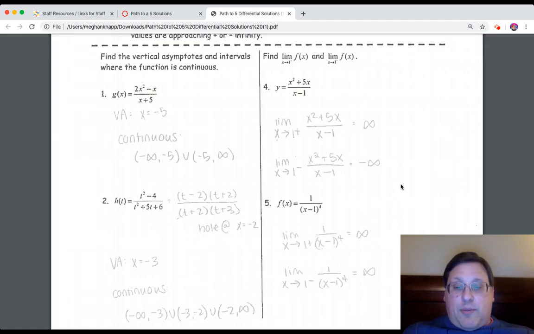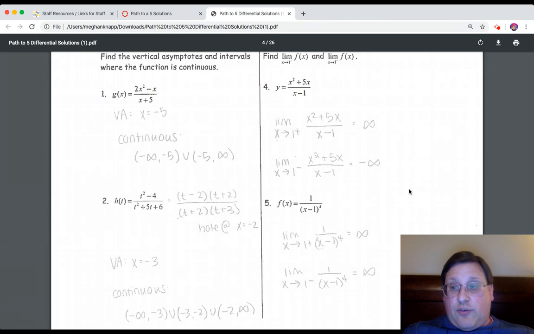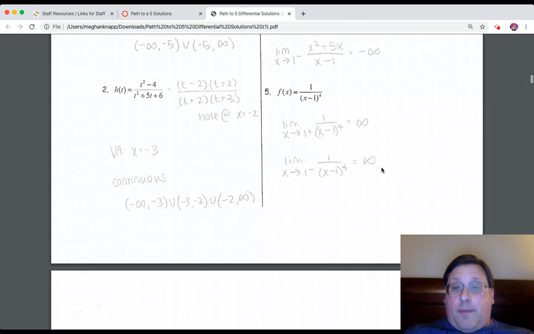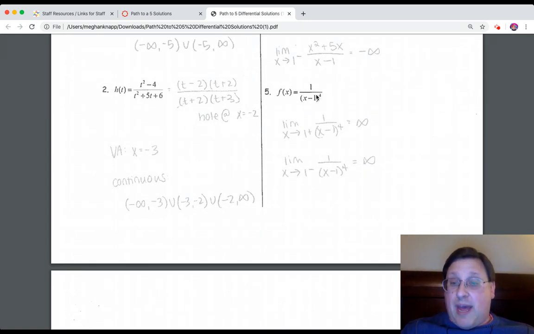Sadly, I'm not sure what happened to my drawing tools there. But you're going to get one of those things where suddenly the graph goes up from one side and goes down on the other side, and that's what's going to create this problem here. On number 5, since the denominator is raised to a 4th power, that denominator is always positive no matter what. And that's how we can get positive infinity on both sides.